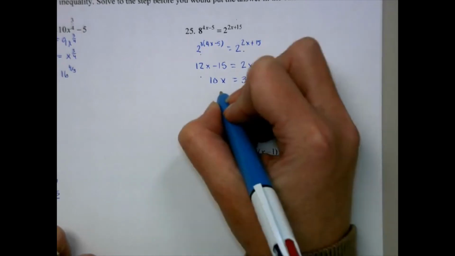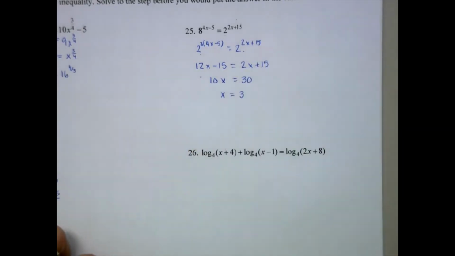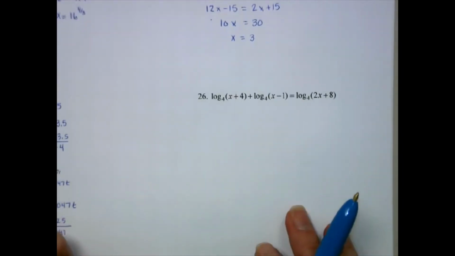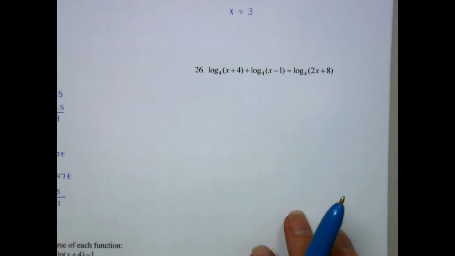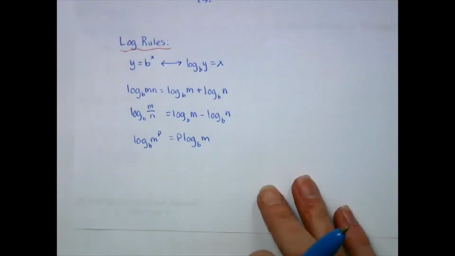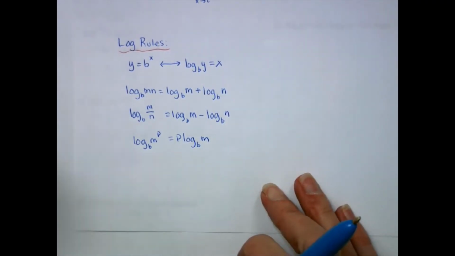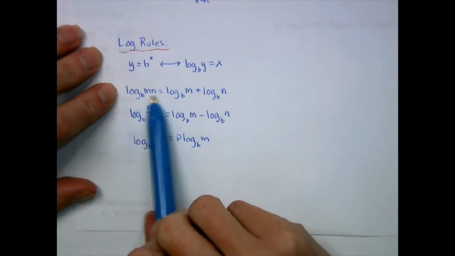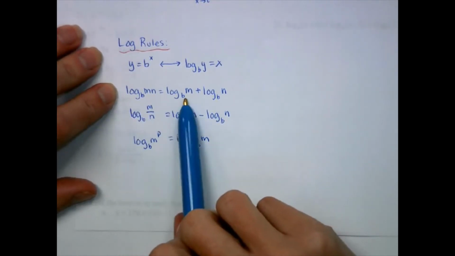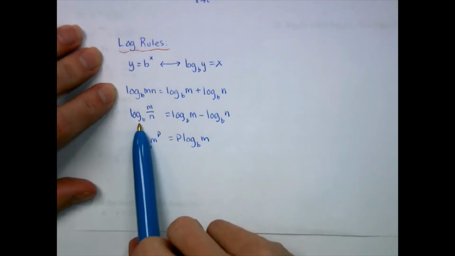Okay, the other thing you need to know are the rules for logs. Again, you may absolutely put these rules on your formula sheet. The product rule: if you have the log of a product, that's the same as log base b of m plus log base b of n. The log of a quotient is log base b of m minus log base b of n, and if we have a power, we can bring it out front.